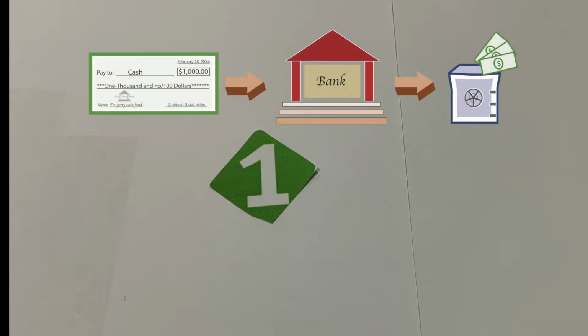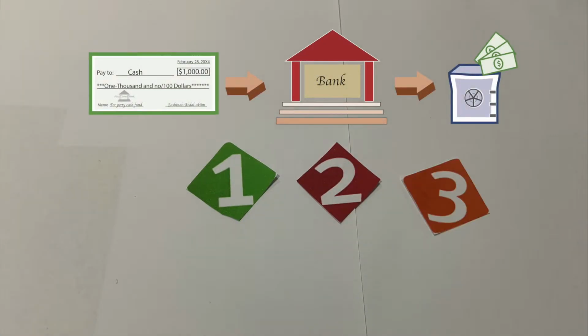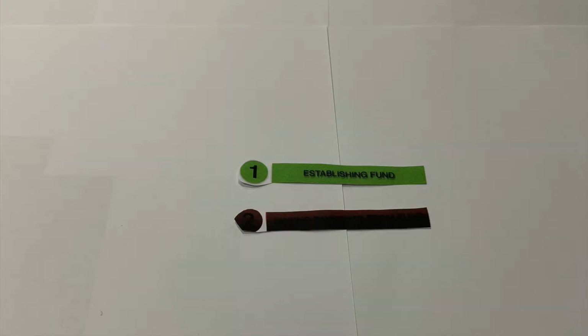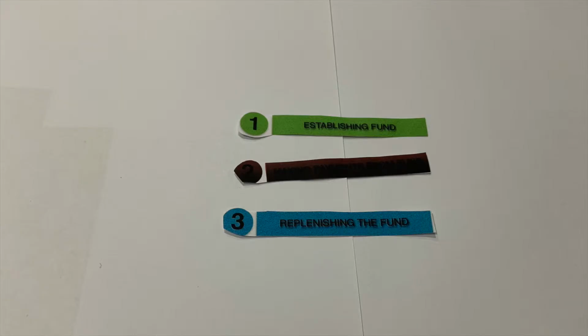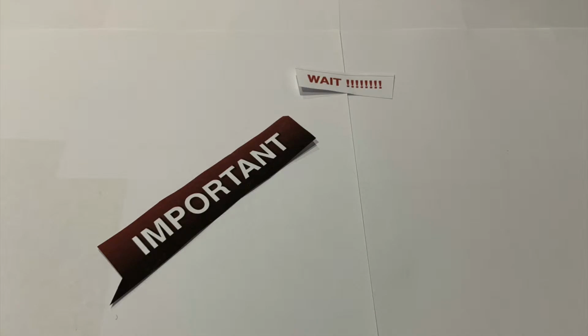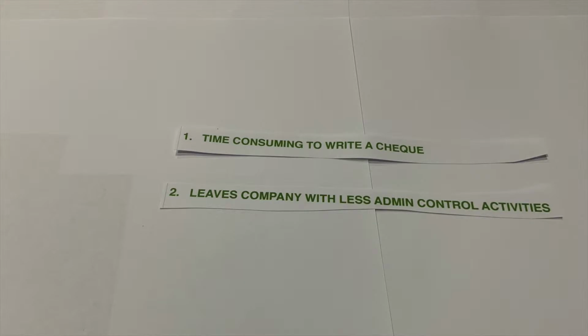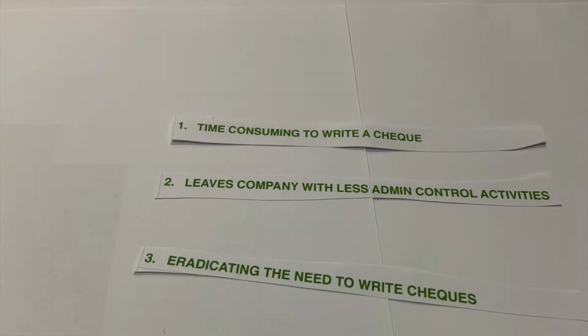If we understand what a petty cash fund is, we can move on to the three steps involved. The first step is to establish the fund, then making payments from the fund, and replenishing the fund. We use the petty cash fund method because it is time consuming to write out a check for every minor expense. This leaves the company with fewer administrative control activities and eliminates the need for writing out a check.